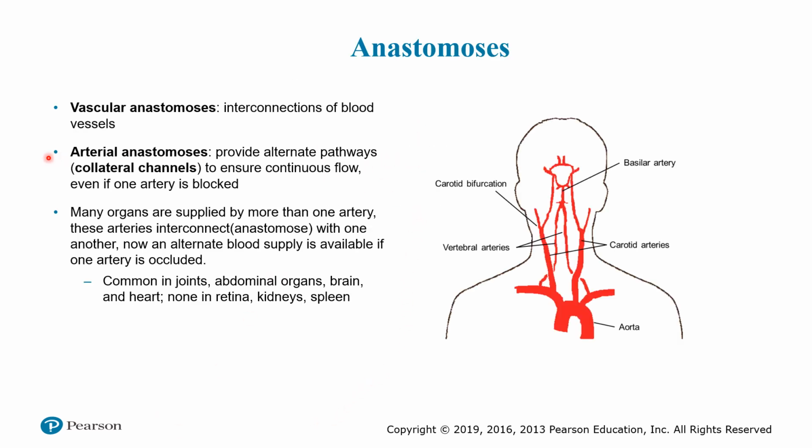Let's quickly see what arterial anastomosis is and what the advantage is. Arterial anastomosis provides an alternate pathway to ensure continuous flow. So in simple words, many organs are supplied by more than one artery, and these arteries interconnect with one another. Now if one of the arteries gets blocked, the blood supply to that part of the organ can come through the other artery. These anastomoses are commonly found in joints, abdominal organs, brain and heart, but they're absent in the retina, kidney, and spleen.